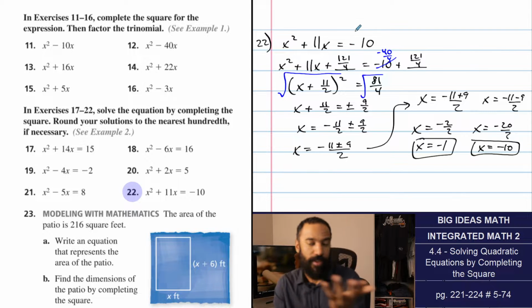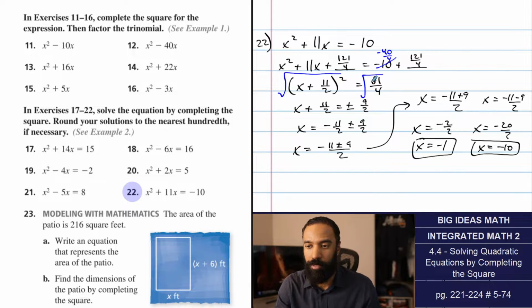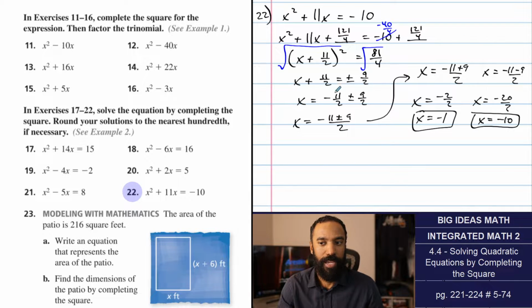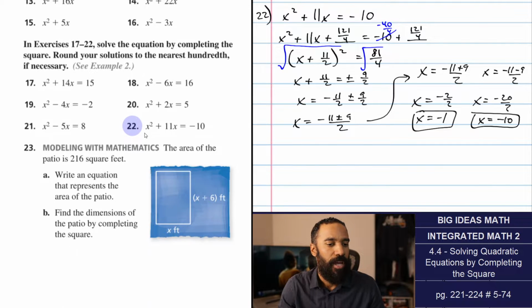And listen, this was factorable. You add the 10 over, and you get x plus 10 times x plus 1. That's what you get. If it's solvable by factoring, I would have preferred it, but we're in a different kind of section here. Okay, number 23, modeling with mathematics.